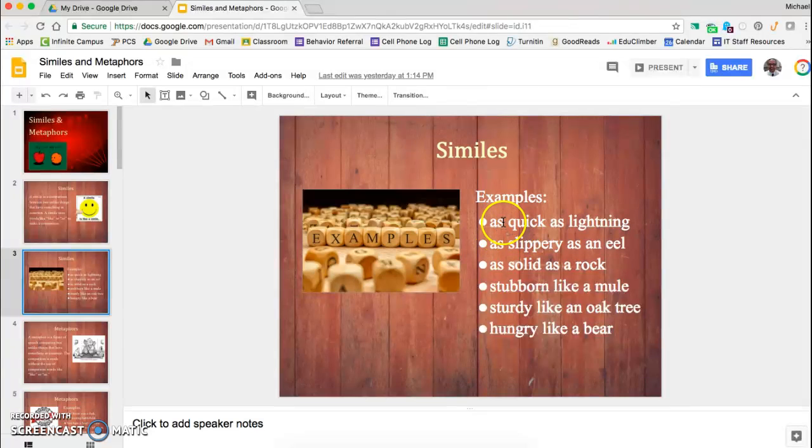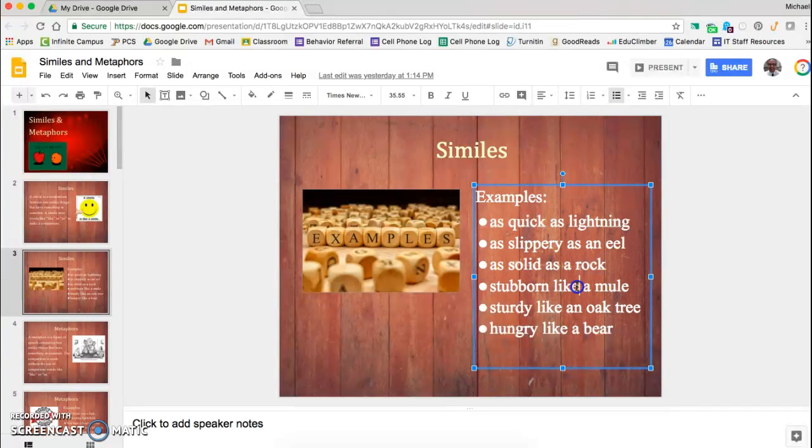So these are using the word as, and you'll notice that it shows up twice when you're using the word as. So as quick as lightning, as slippery as an eel, as solid as a rock. And they're not too complicated. Here, lightning is just pointing out how quick this is. The others are really doing the exact same thing. Okay, it's not that complicated to figure out how a rock is solid.